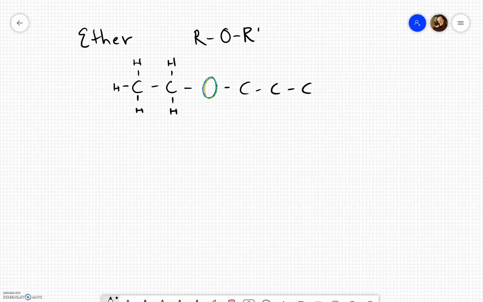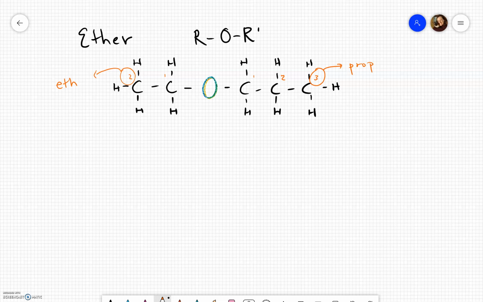Draw the full structural formula. And then I can count. So on this side I have 1, 2, and on this side I have 1, 2, 3. I know that 2 has a prefix of eth, and 3 is prop.